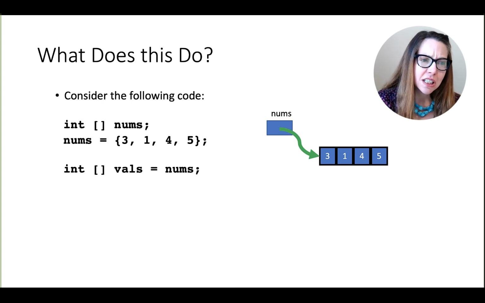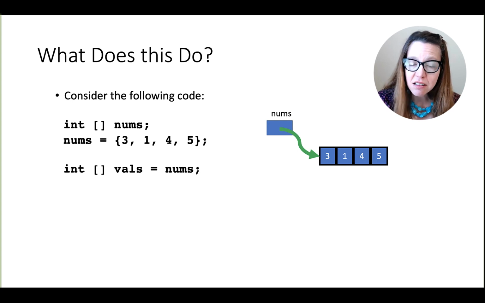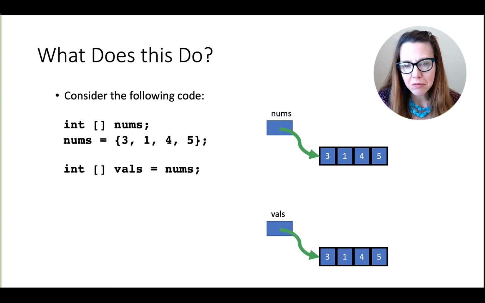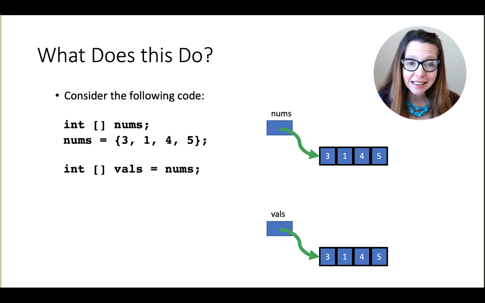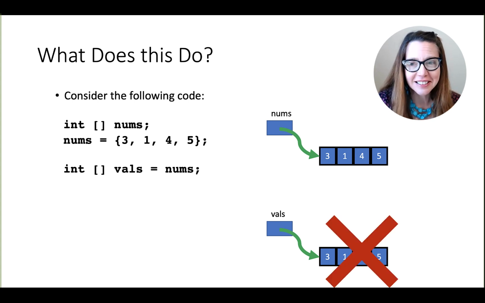So we look at the next line. What does this do? int[] vals, so that's declaring an integer array named vals, and we're setting it equal to nums. So you might be thinking, I know what that does. I know what's in nums. So vals is now declaring and initializing an integer array vals. In fact, it is not. And this is a common trip up that people make.